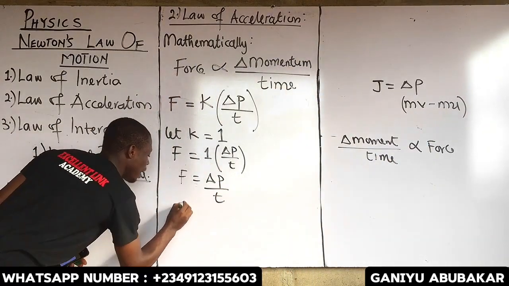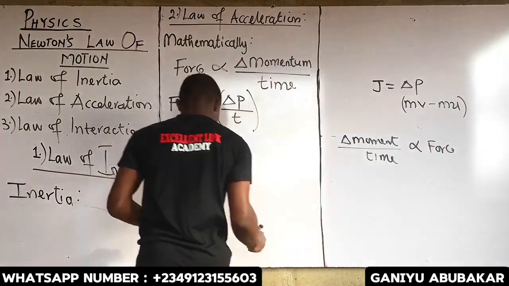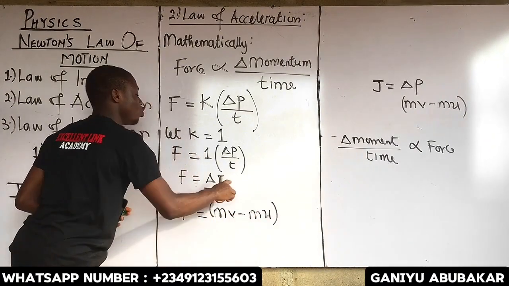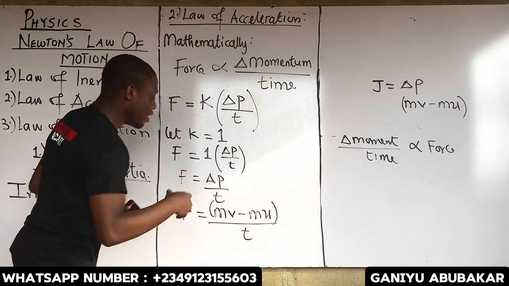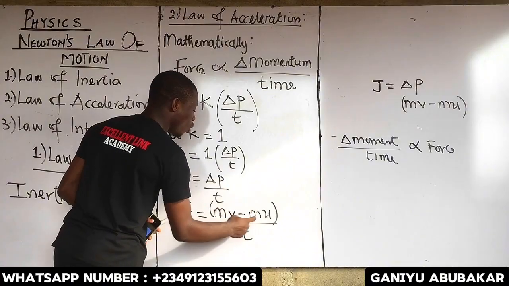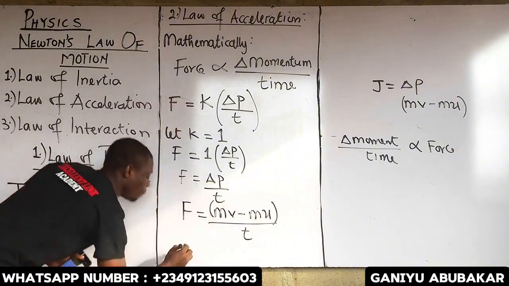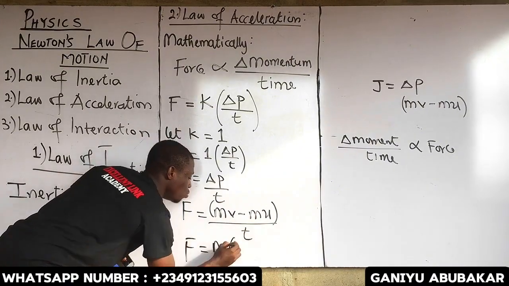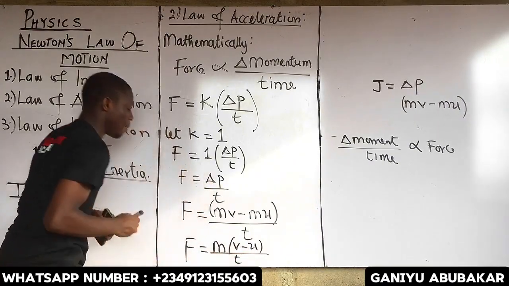So I'm having that force F is equal to the change in momentum, mv minus mu, over time. At this point here, what next? My next task now is that observe that m and m are occurring here. So I'll factorize m out. So force F is equal to m bring out into (v minus u) all over t. I'm having this here.